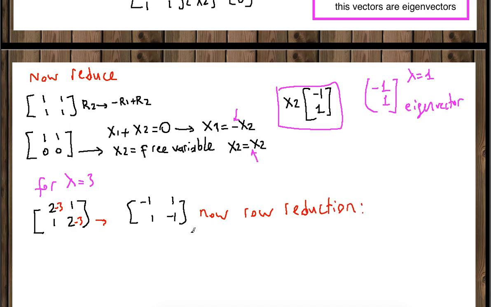Okay, so row reduction: we change row 2 by adding row 1 to row 2. What we get is row 1 stays the same and row 2 becomes 0, 0. Now we can write the equation here. Again, x2 is a free variable because there is no pivot here.